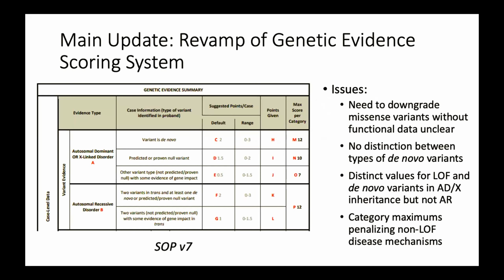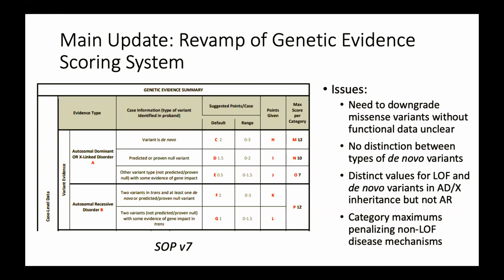So as you all may remember, the main update is a revamp to the genetic evidence scoring system. This basically wasn't necessarily a huge change to the scoring overall, but it was just in the logic that we use. Before, if you had an other variant type that was not predicted or proven or null, it did say you needed some evidence for gene impact to get that 0.5. So if you didn't have it, it was a downgrade. And so we did want to address that issue of always having to downgrade a missense variant without functional data.